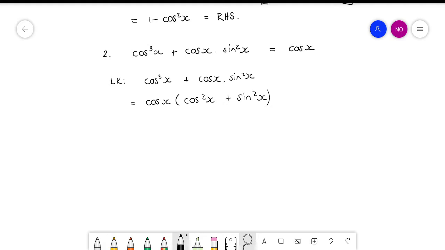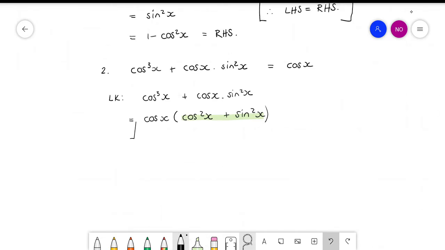Good, good. Now what do? Remember, for adding, you can swap them around. Nee? 2 plus 3 is mos dieselfde as 3 plus 2. Do you agree? So this fraction, this bracket will be equal to what? 1. And cos x times 1 is cos x, which is equal to the right-hand side.